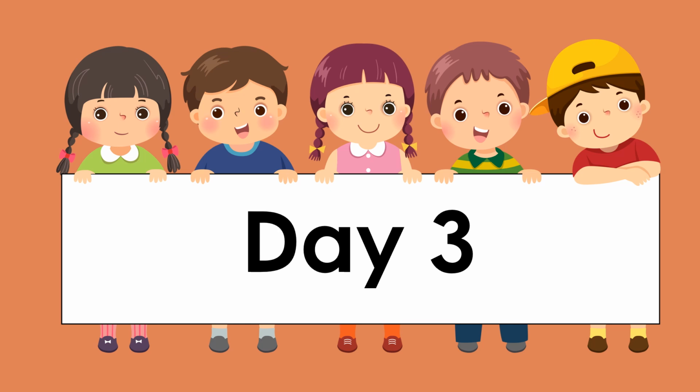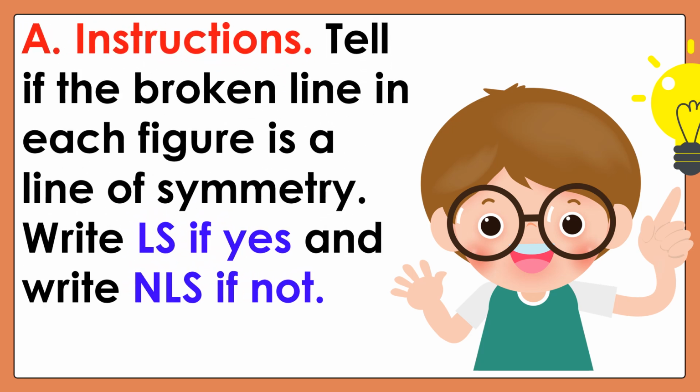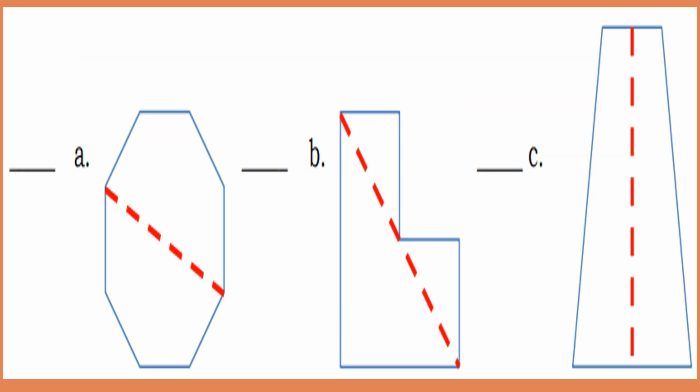Day 3. Instructions. Tell if the broken line in each figure is a line of symmetry. Write LS if yes, and write NLS if not. We have here A, B, and C. Do this in your notebook.